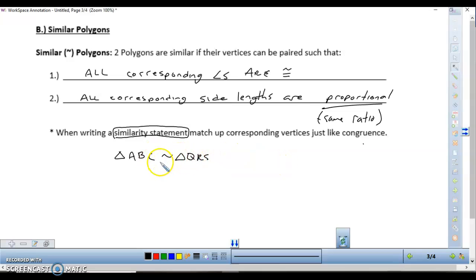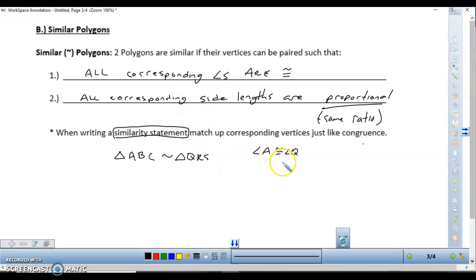Now, if you see this statement, we know the triangles are similar, and by the definition, that means that all of their corresponding angles are congruent. So just by reading this without seeing a picture, I would know that angle A would have to be congruent to angle Q, angle B would have to be congruent to angle R, and angle C would have to be congruent to angle S.